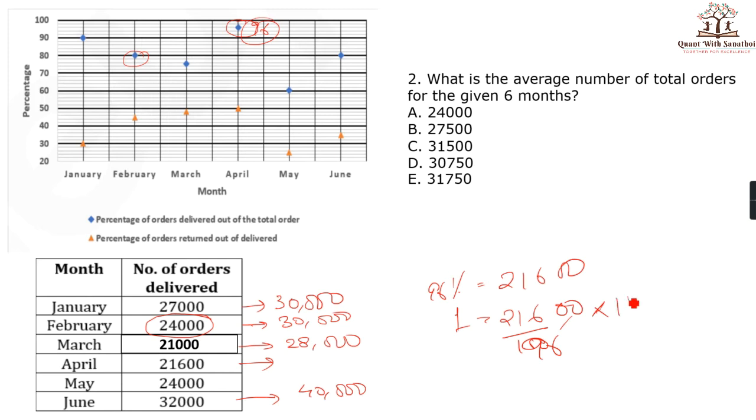If it is 400%, then it will equal to like this. What is the value here? 225. That means it's equal to 22500. Now look at the month of May.